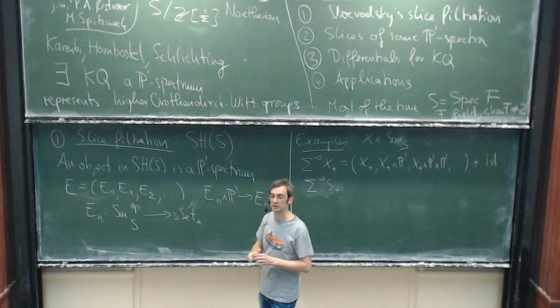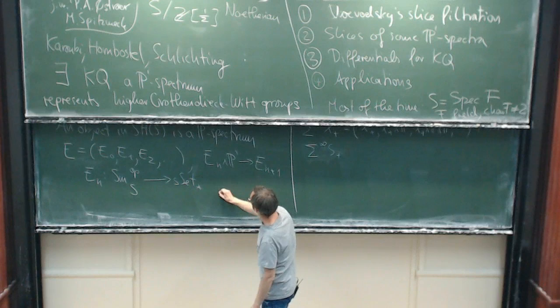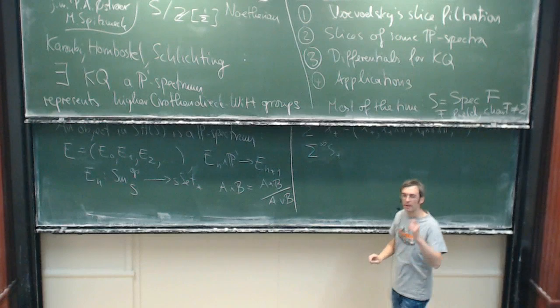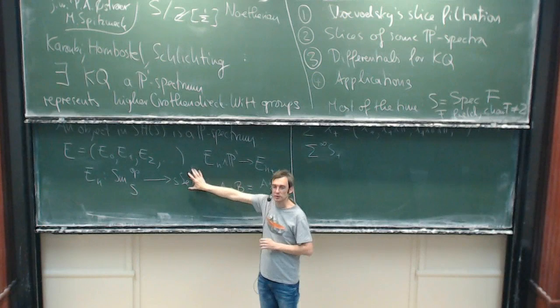And I should explain what the smash is. For any two presheaves which have base points, the smash is defined as the product divided by the one-point union. Okay? So you can think of it as the scheme-wise smash product in pointed simplicial sets.